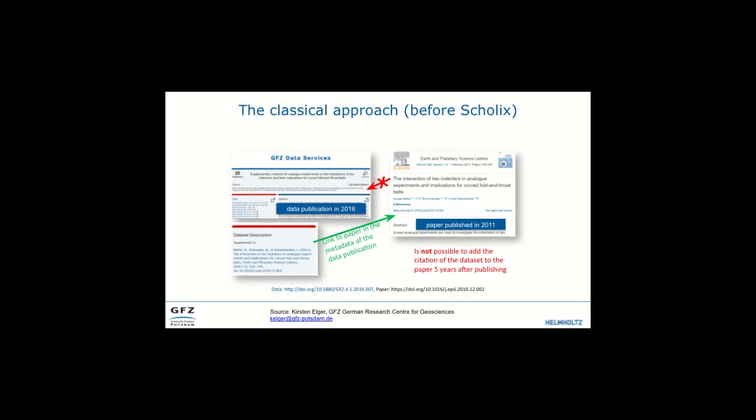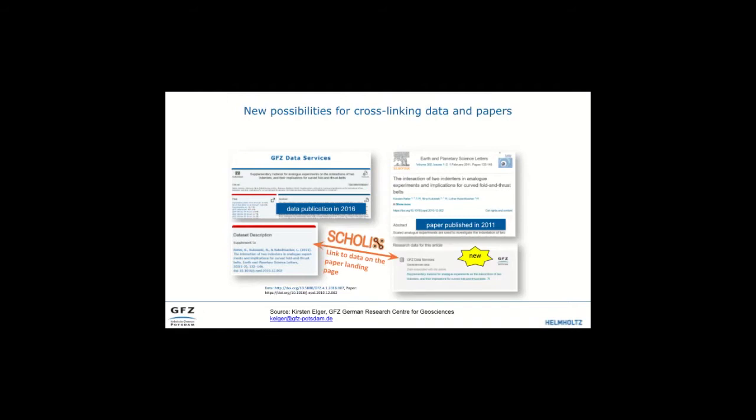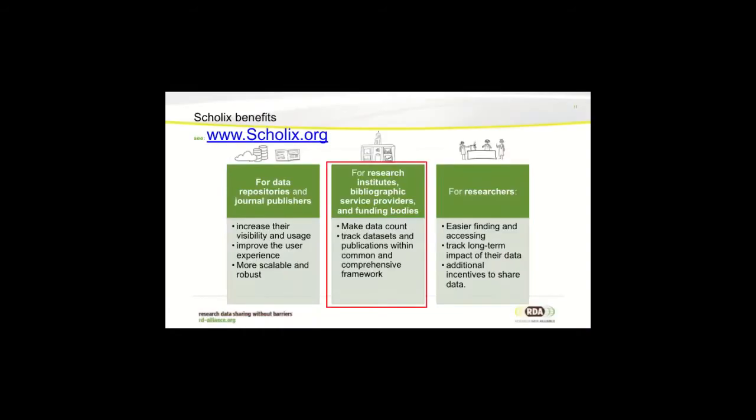So creating, I guess, a richer set of information about the links between articles and data. So Scholix has helped establish this, and then there's the links to the data on the landing page again to help researchers find the underlying information.